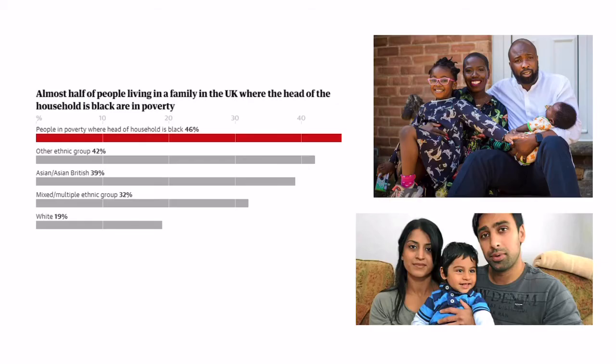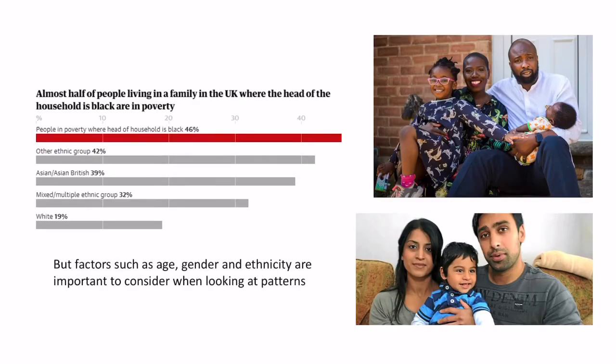This also applies to certain groups. Certain groups will feel these effects more than others. So if you're in a black household, you're 50% more likely to be in a household in poverty, whereas if you're in a white household, you're only 20% likely to be in poverty. So age, gender, and ethnicity are really important things to look at in terms of these indices to see how the patterns differ.